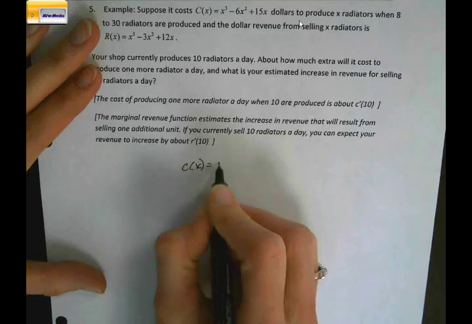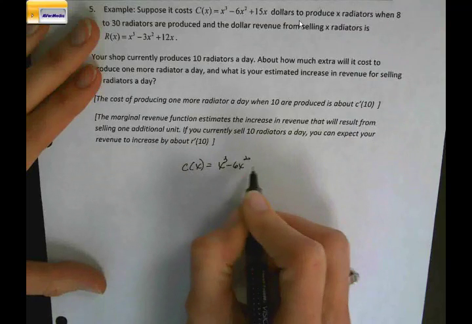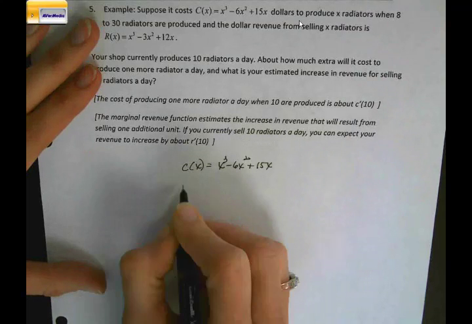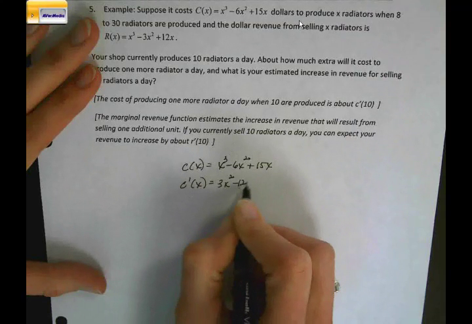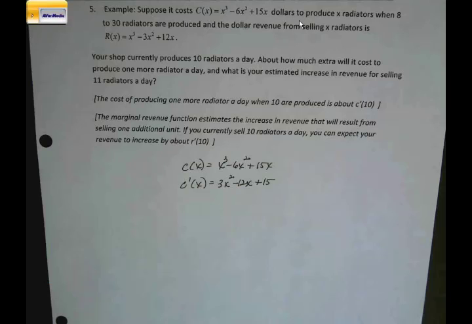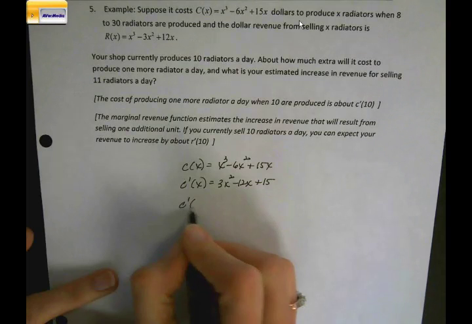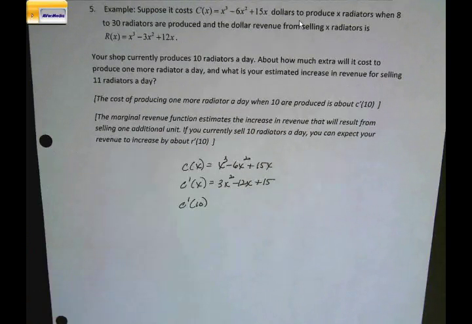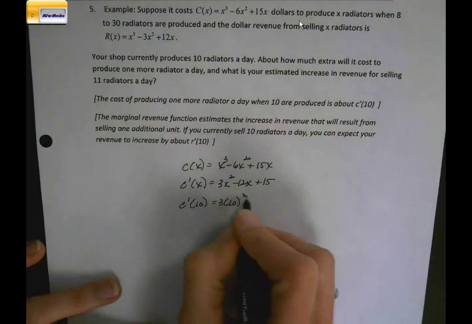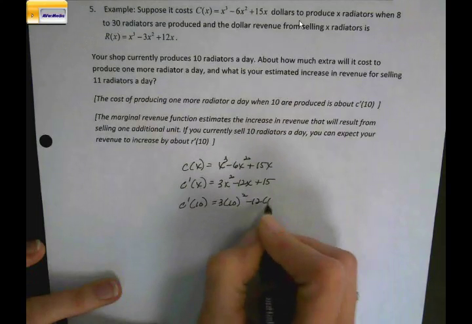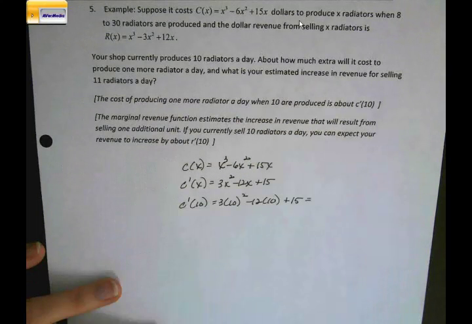So C(x) equals x cubed minus 6x squared plus 15x. C prime of x is 3x squared minus 12x plus 15. That tells you kind of like the cost per unit, the slope of the line, cost per radiator kind of thing. So if you're looking at the cost right after producing 10 radiators, you're going to put 3 times 10 squared minus 12 times 10 plus 15.